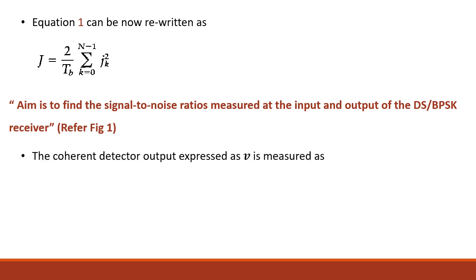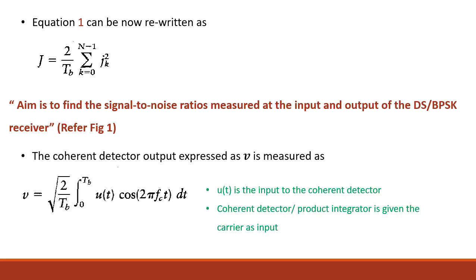So if we indicate the coherent detector output as V, it can be expressed as V is equal to root of 2 by TB integral 0 to TB U of t cos 2 pi fc t dt. Here U of t is the input to the coherent detector, and the coherent detector, or the product integrator, is given the carrier as the input, where the local carrier is root of 2 by TB cos 2 pi fc t.